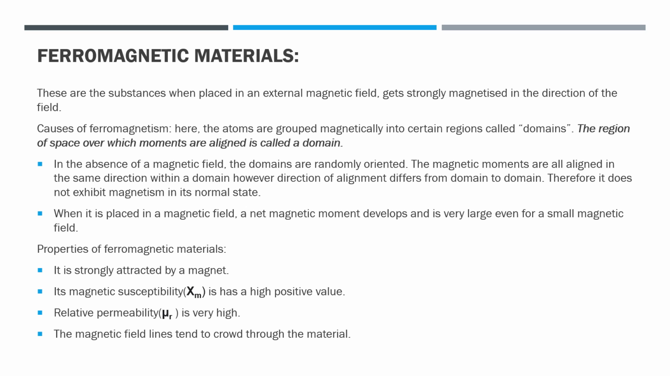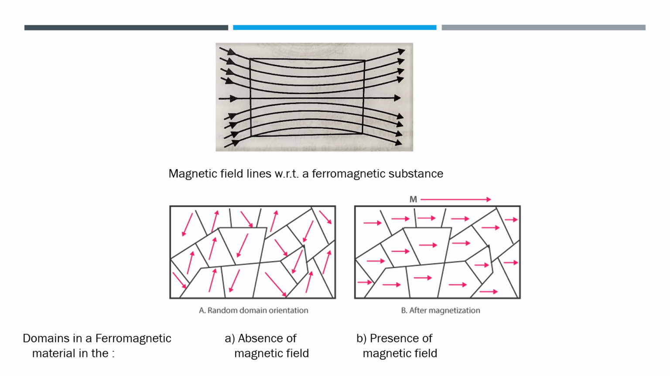Properties of a ferromagnetic material. It is strongly attracted by a magnet. Its magnetic susceptibility is very high, and therefore its relative permeability is also very high. And then the magnetic field lines tend to crowd through the material. As discussed before, since the magnetic permeability is very high, the magnetic field lines will generally crowd through the substance.